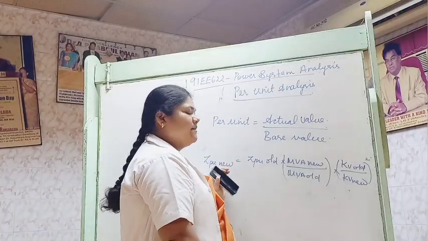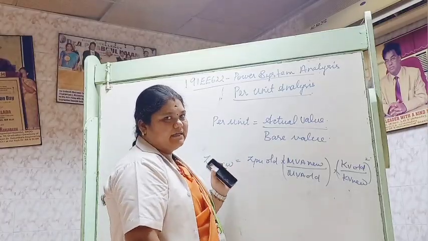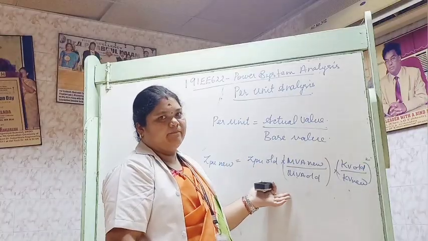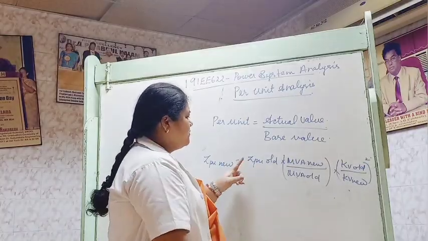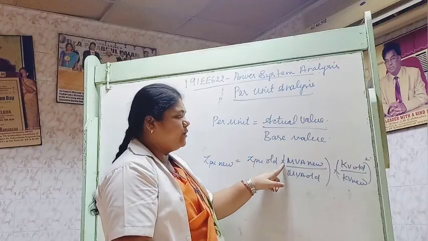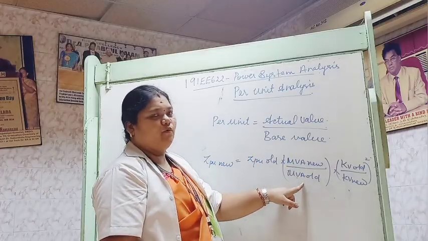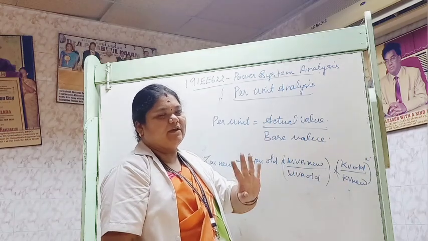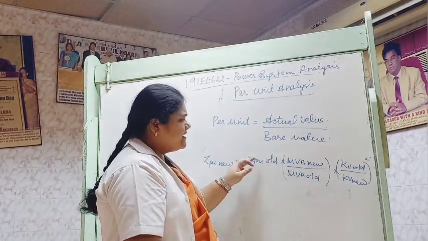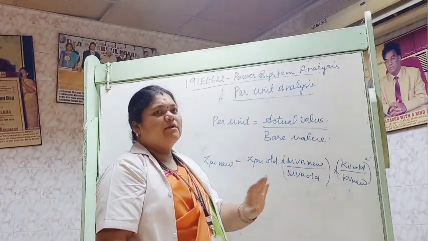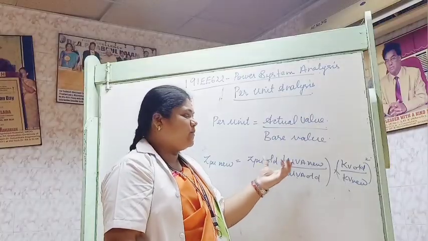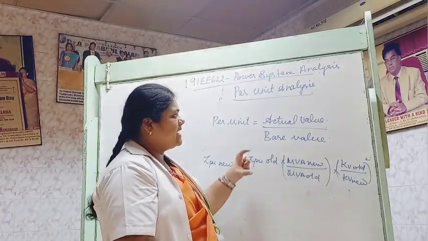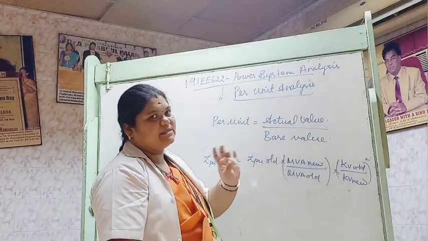If you are going to find the per unit value for a generator, motor, and transformer, this is the formula: Z per unit old value into MVA new divided by MVA old, into kV old divided by kV new, the whole square. Here it is mentioned as old and new. So what are the old values and what are the new values? I have already started with the actual value and base value.